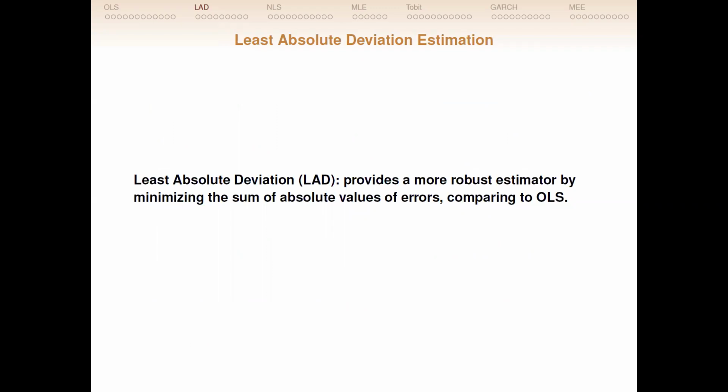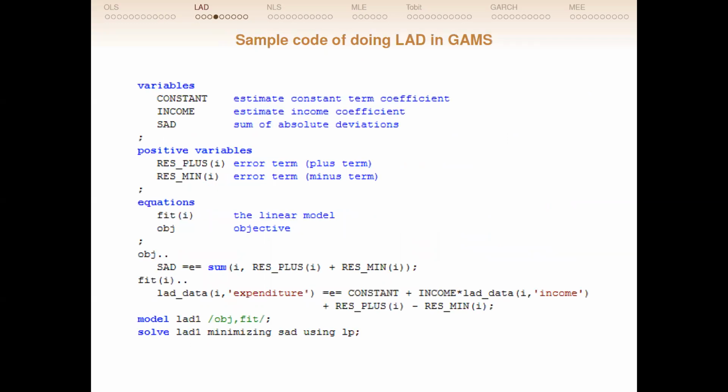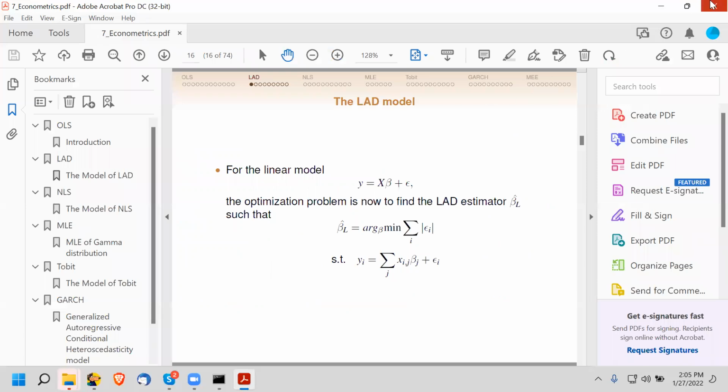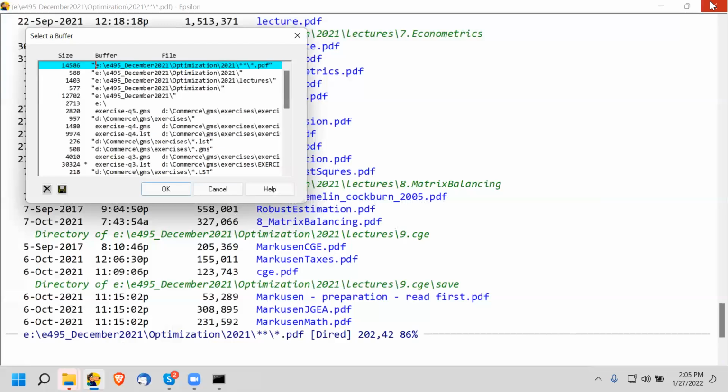You can also do least absolute deviation, which is a cool thing you can do with GAMS. You can use an L1 norm rather than an L2 norm for the minimum, which puts less weight on outliers. That uses a variable splitting technique. We have a bunch of examples here of how to do this. I need to find the paper that goes with this; I just have the lecture notes. So let's go back now.